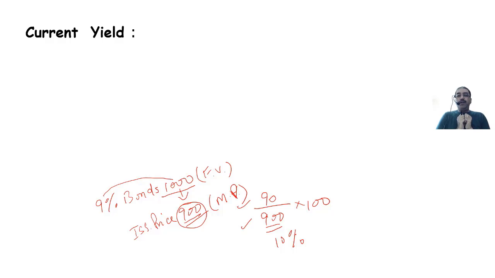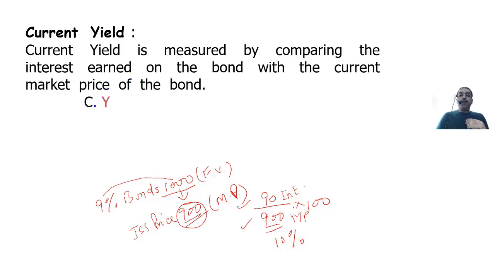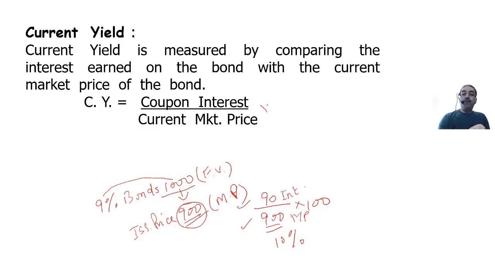So what is current yield? When the rate of interest, this is nothing but the rate of interest, and this is the market price. When you calculate the rate of interest on the market price, the rate of interest is called the coupon rate or coupon interest, and then it is called the current yield. So it is measured by comparing the interest earned on the bond with the current market price of the bond. And this is your formula. Now this I will multiply by 100 because I want it in percentage form.